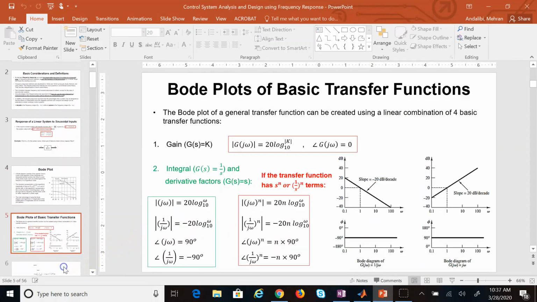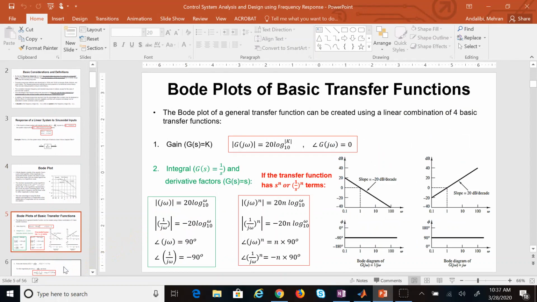Now that we know about it, let's talk about the Bode plot of basic transfer functions. And we talk about different types of systems, different orders and types of systems. So the first one you might imagine is, what if the transfer function of a system is just a simple number, it's a simple gain, okay, like k? How does the magnitude look like? How does the phase look like?